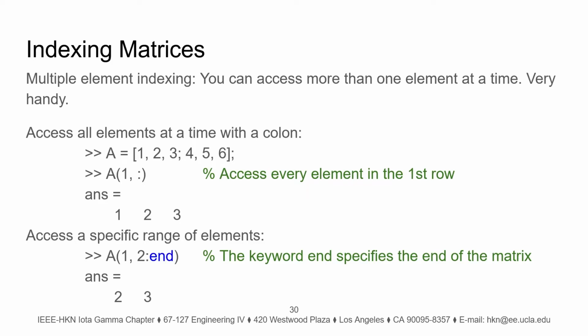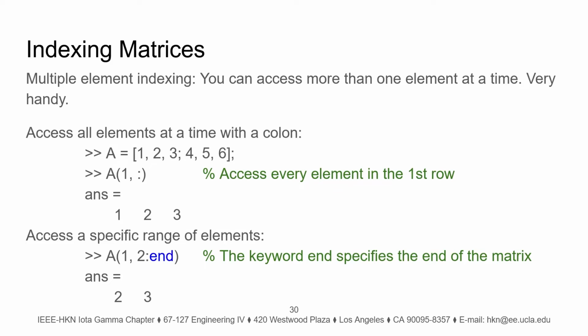There's also the idea of multiple element indexing. You can access more than one element at a time, which is very handy. You can access all elements at a time with a colon. You have the array A, do A(1, :). That'll access every element in the first row. Here the first row is 1, 2, 3, so it prints out 1, 2, 3, and 4, 5, 6 is in the second row. You can also access a specific range of elements.